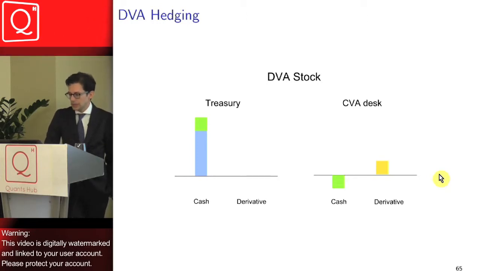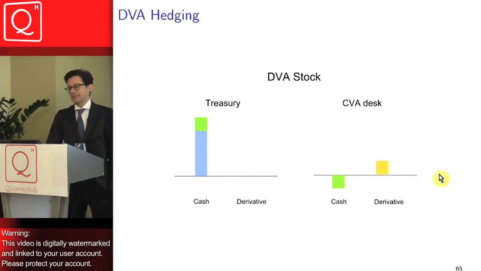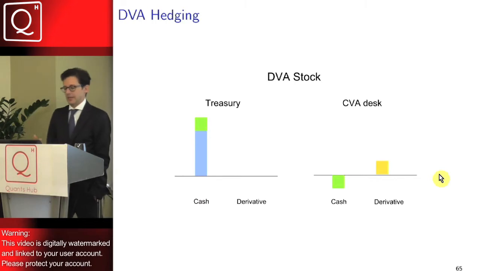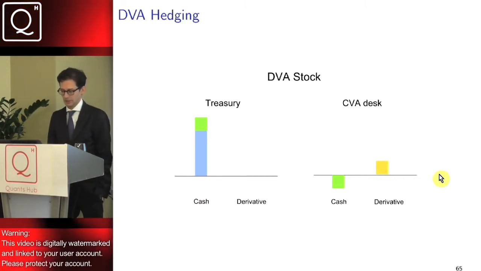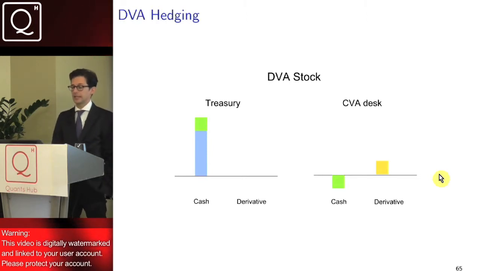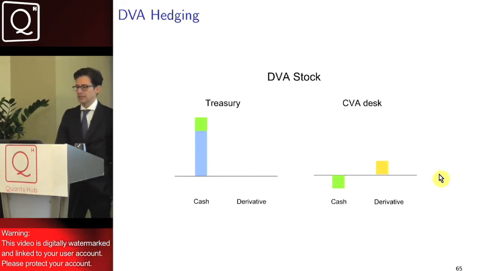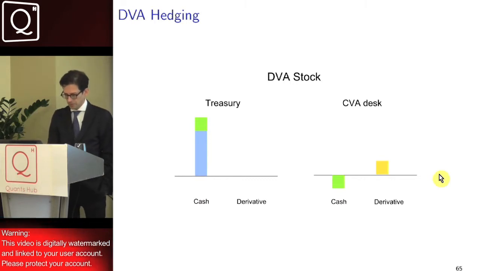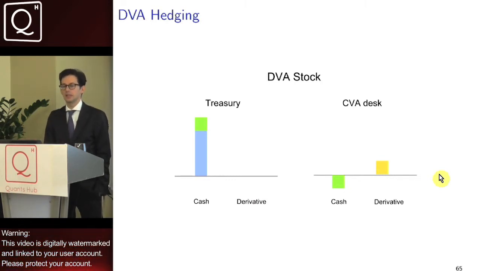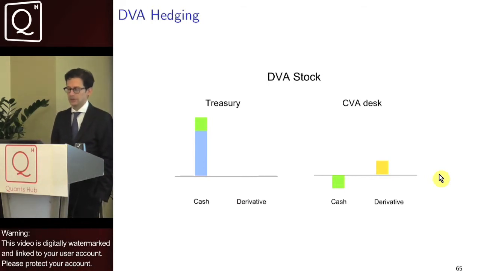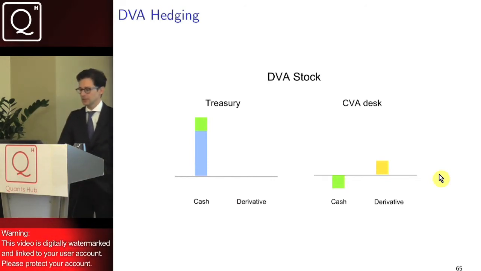So what one can do is say the CVA desk will sell, in exchange for this contingent liability, cash DVA to the treasury, at least in some operational setups where it is allowed. So in practice, it's like the CVA desk is allowed to lend money to the treasury with internal liabilities within the bank, which are valued in the same way as the actual liability of the bank.